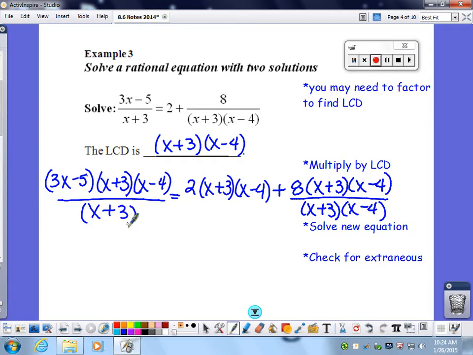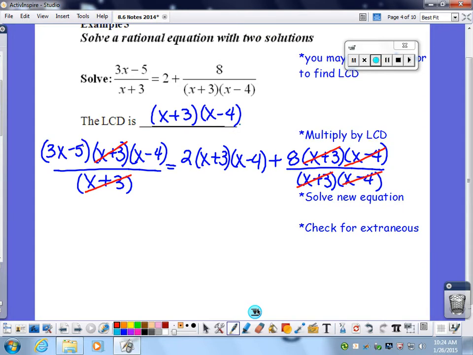Alright, so now we get to cross out like expressions or factors. That means we can get rid of the x plus 3's and the x minus 4's. My whole goal, like I said, is to get rid of the fractions, get rid of the denominators. So let's multiply back together what we have. Let's clean it. We'll see what we have left.